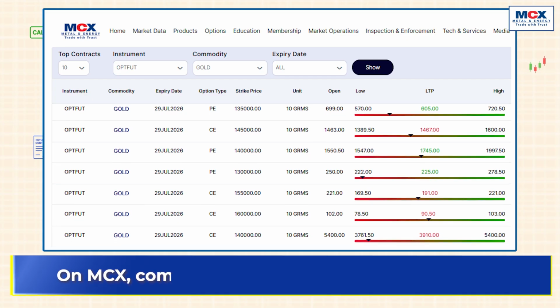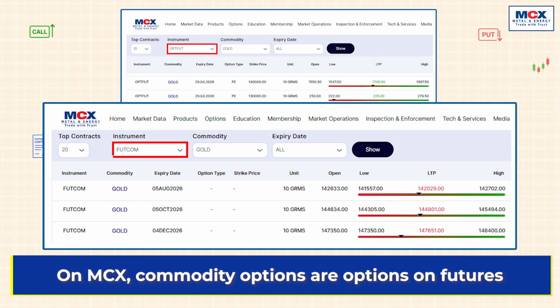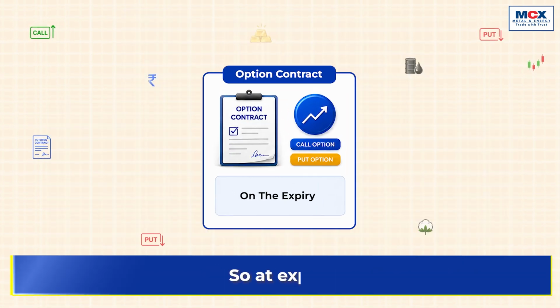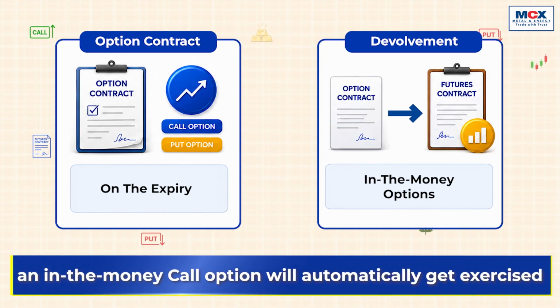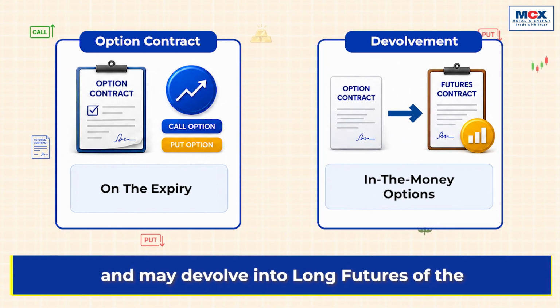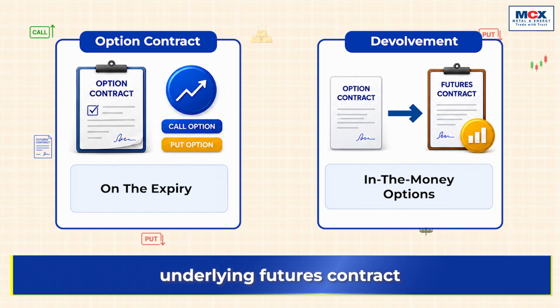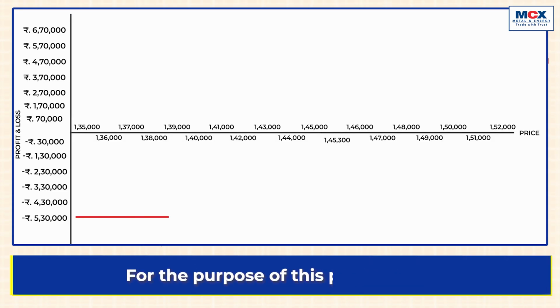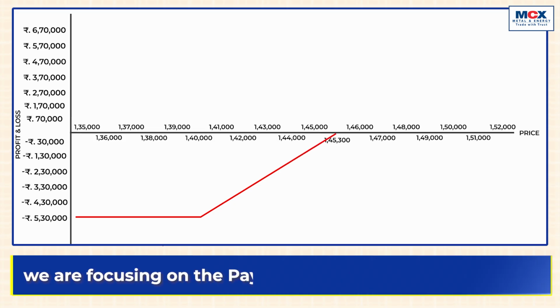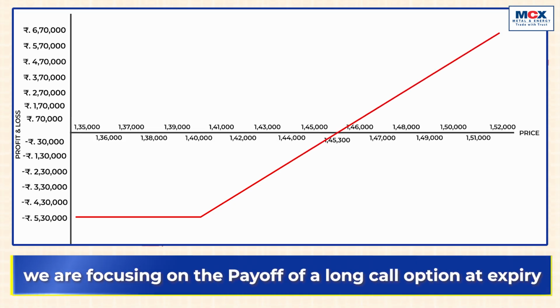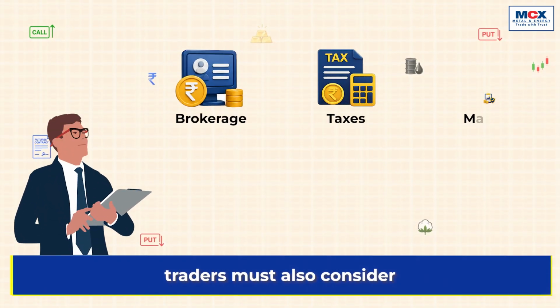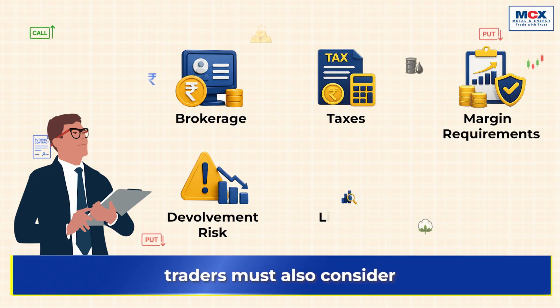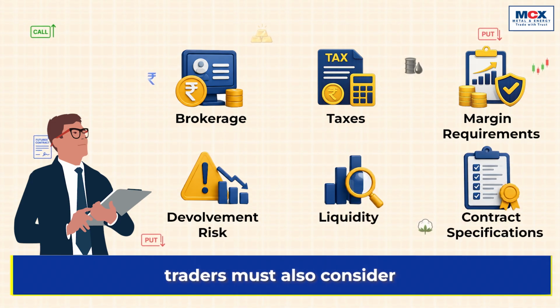On MCX, commodity options are options on futures. So at expiry, an in-the-money call option will automatically get exercised and may devolve into long futures of the underlying futures contract. For the purpose of this payoff chart, we are focusing on the payoff of a long call option at expiry. However, in actual trading, traders must also consider brokerage, taxes, margin requirements, devolvement risk, liquidity, and contract specifications.